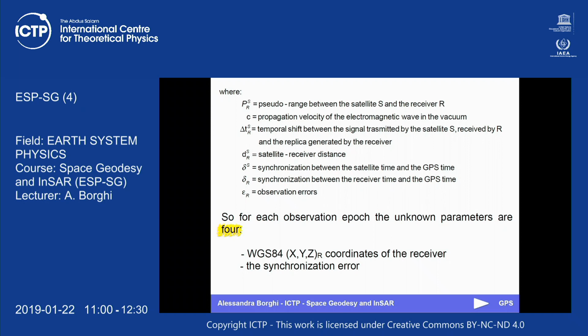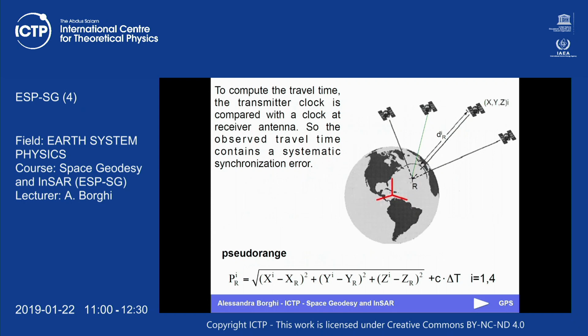So we need to estimate 4 parameters, x, y, z of the receiver and the synchronization error. So we need 4 equations. Okay, it's the same, it's a redundant information. So this is a pseudo range, and we need 4 satellites. We have to add another satellite, this one.